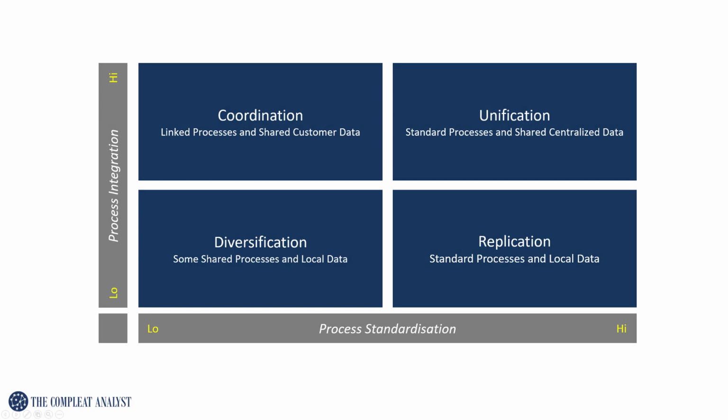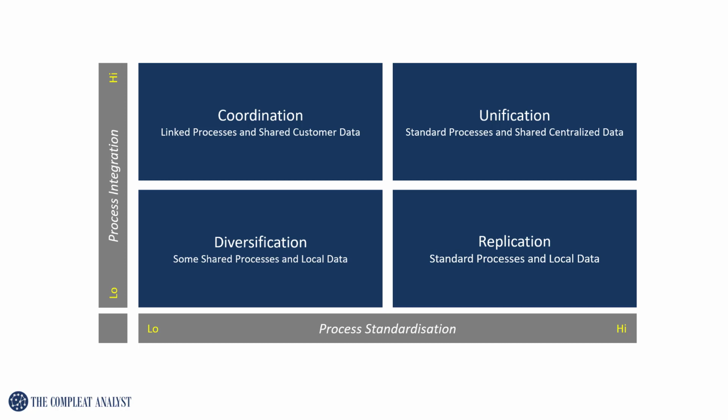So let's work through some examples. If you chose unification on the upper right, your operating model would feature standardized business processes and centralized data. Examples of this type are airlines and large integrated manufacturers. A coordination model on the upper left would focus on shared customer data, but processes, while linked, would be less standardized by business unit. Many banks with different lines of business, such as deposits, insurance, and investments, but working with the same set of customers, will use this model.